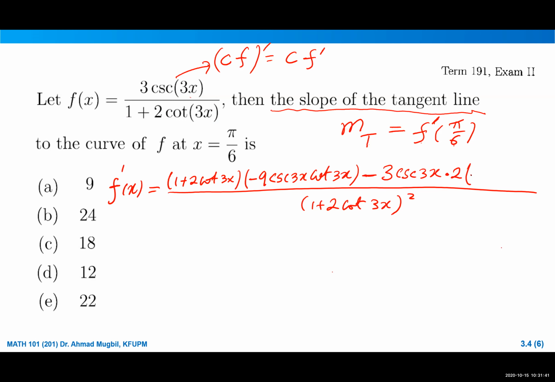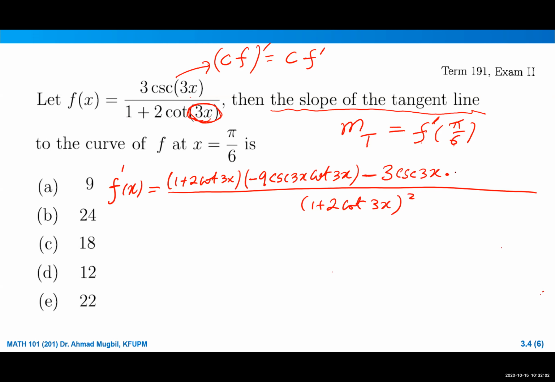The derivative of cotan is negative cosecant squared. You should know that, ya shabab. What is remaining is the derivative of the inner function. So I'm going to multiply by 3x. To make it easier, I will simplify it, ya shabab, like this.